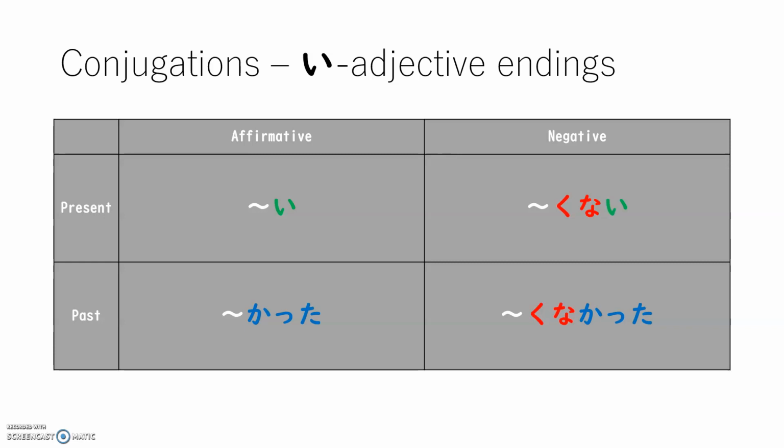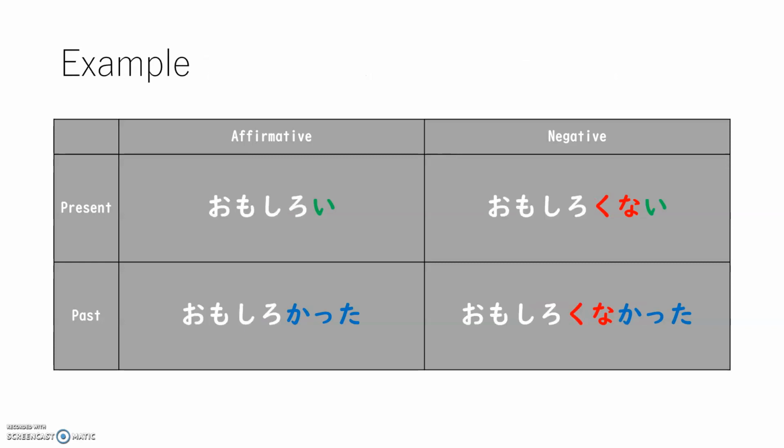So now let's take a look at an example. Let's read these. Omoshiroi. Omoshirokunai. So it had i. We drop the i and make it ku, and then add nai. Omoshirokatta. We took the i and made it katta. Omoshirokunakatta. We had kunai, and then we take that i and make it katta.